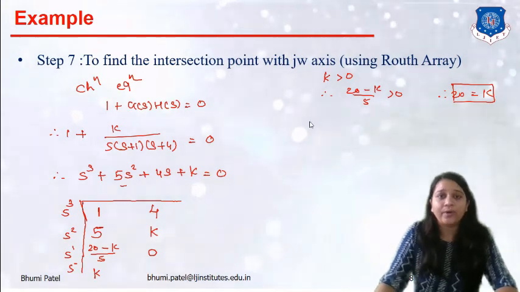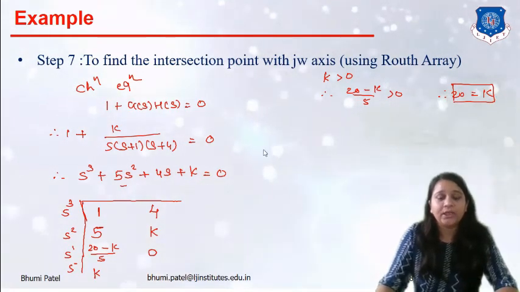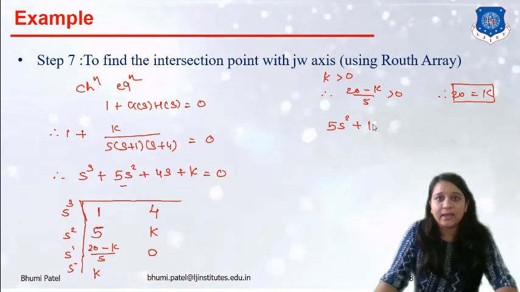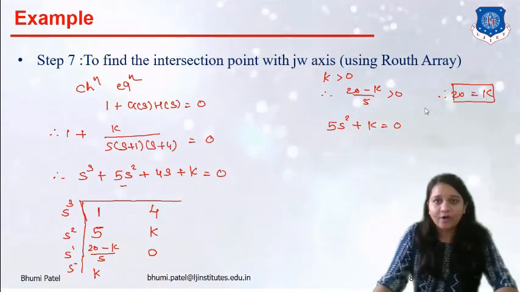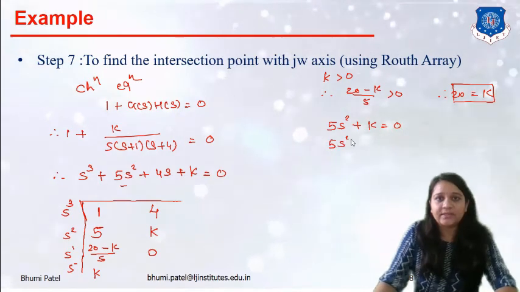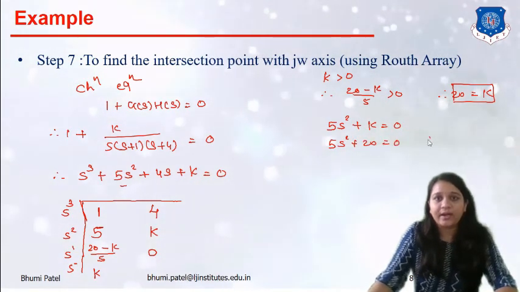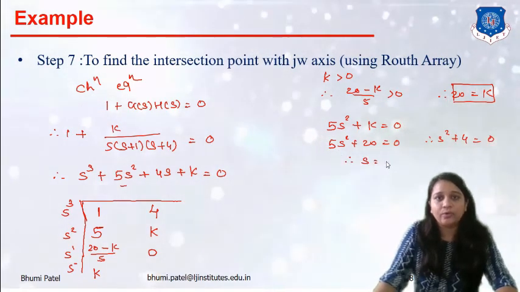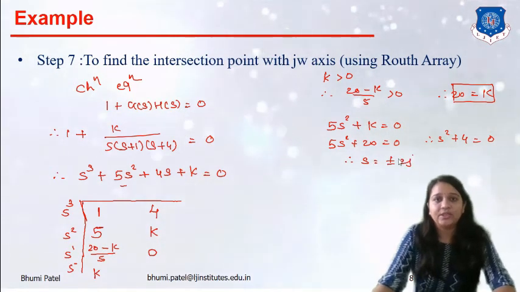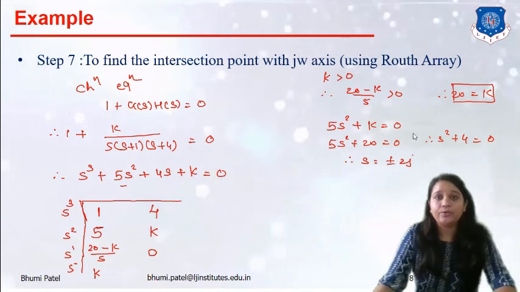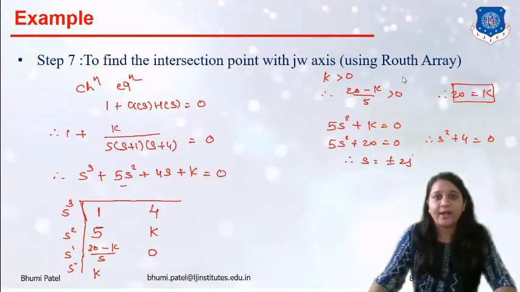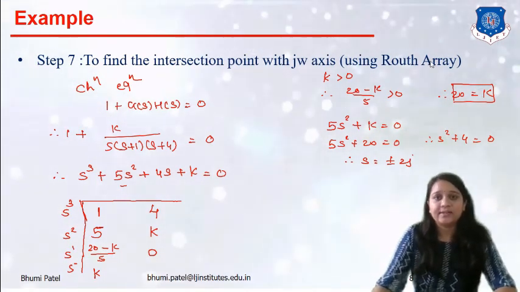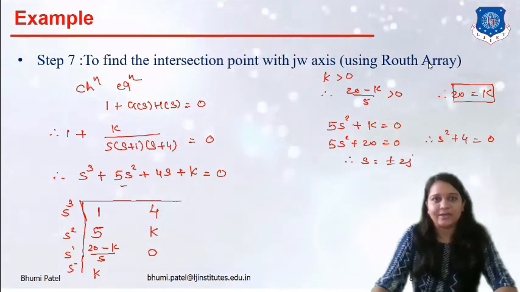Okay, now we have to write down the auxiliary equation using the row s square. So the equation will become 5s square plus k is equal to 0. Now put the value of k in this equation, we get 5s square plus 20 is equal to 0. That means s square plus 4 is equal to 0. So we can get s is equal to plus or minus 2j. So this is the solution of this equation. Using the Routh array, we find the intersection point with the imaginary axis, and the value of this intersection point is plus 2j and minus 2j.